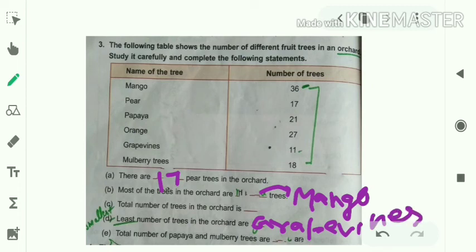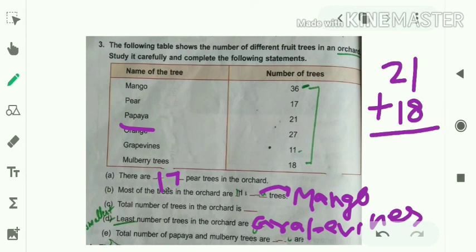Now E part question is, total number of papaya and mulberry trees are dash. So papaya, look here, how many papaya trees here? 21. And how many mulberry trees here? Mulberry trees here is 18. So we have to add because we want to find the total number of papaya and mulberry trees. So 1 plus 8 is 9, 2 plus 1 is 3. So the answer is 39. So we will write here 39. 39 is the answer of E part.